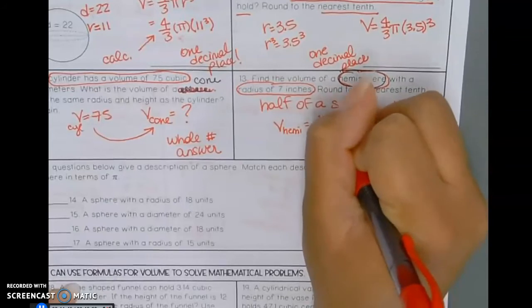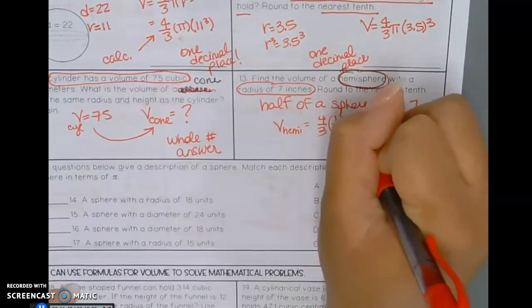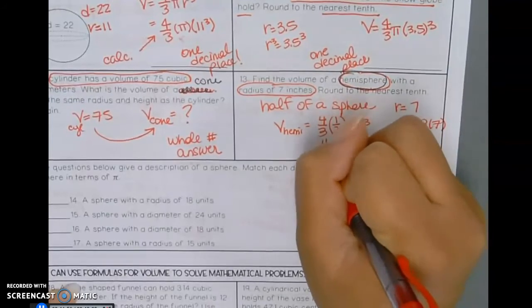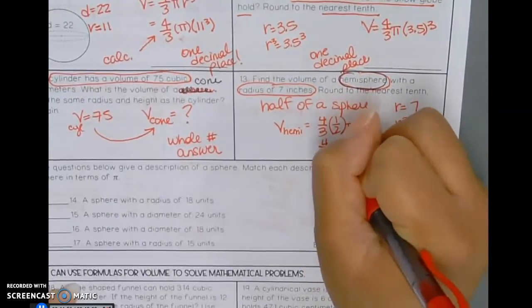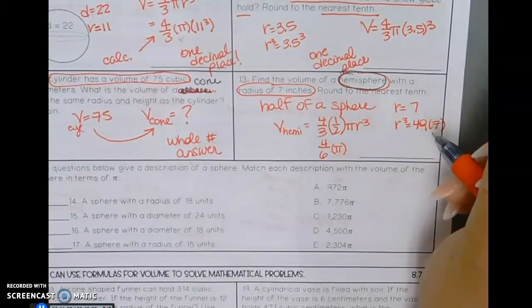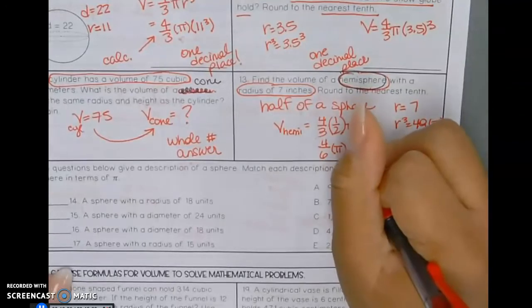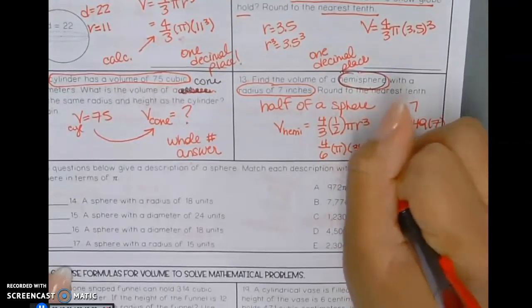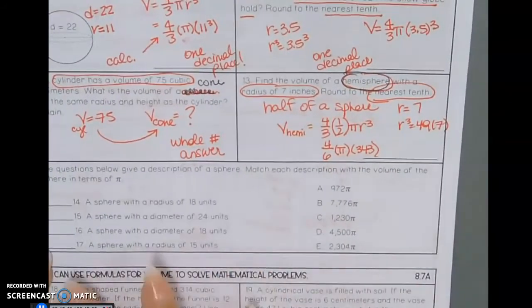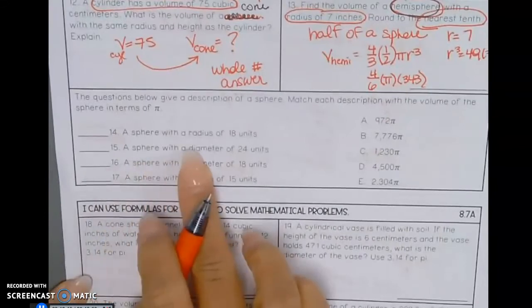4/3 times 1/2 times pi radius cubed. That ends up being 4/6 times pi times 49 times 7, which is 343. Round to the nearest tenth. Again, 1 decimal place.